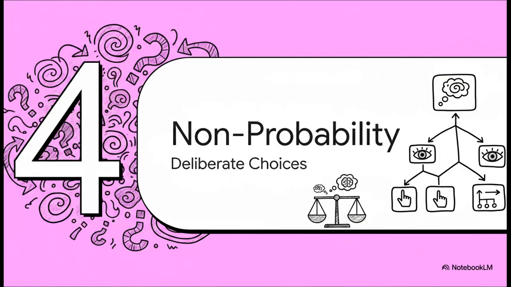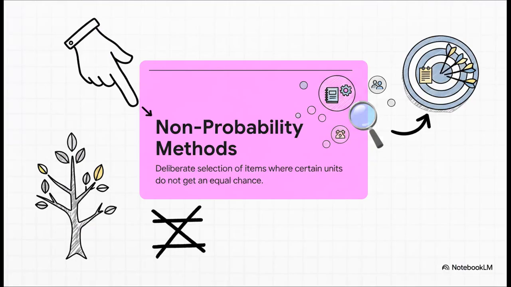Which brings us to Section 4, non-probability, and making deliberate choices. Okay, we're going to leave pure mathematical chance in the rearview mirror for a second. Non-probability sampling means the investigator is using their own discretion to deliberately select items. This is a crucial mental shift for you guys to make. In this branch of the family tree, we are willingly sacrificing that beautiful, perfectly equal probability we just talked about. Why would we do that? Because sometimes you just don't need a perfectly randomized snapshot of the whole universe. Sometimes you need highly specific information from very specific people.